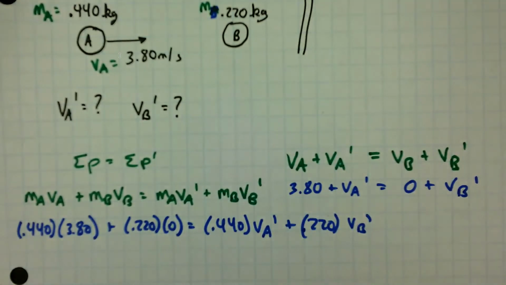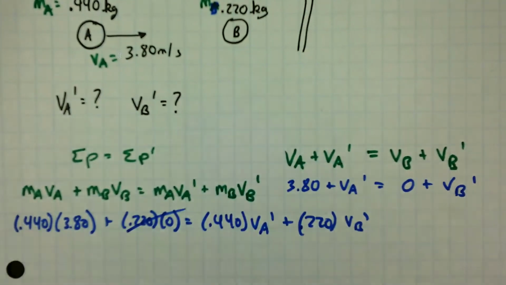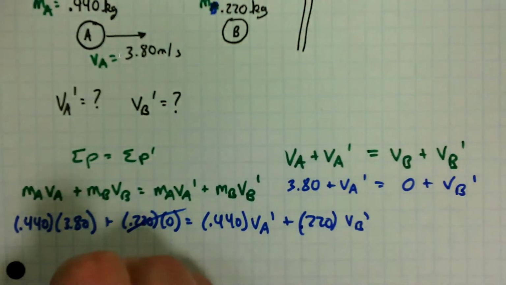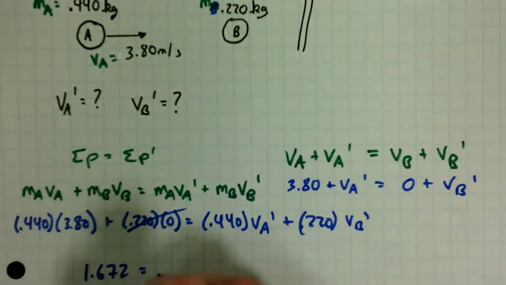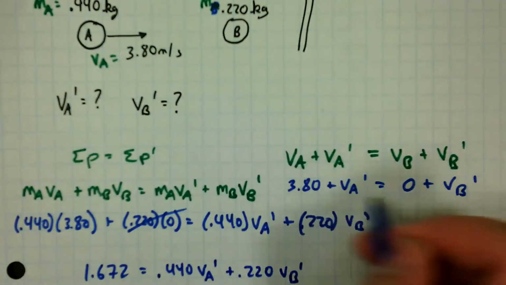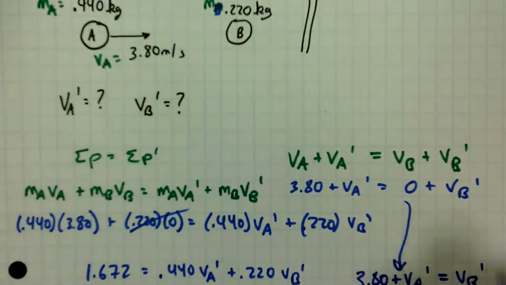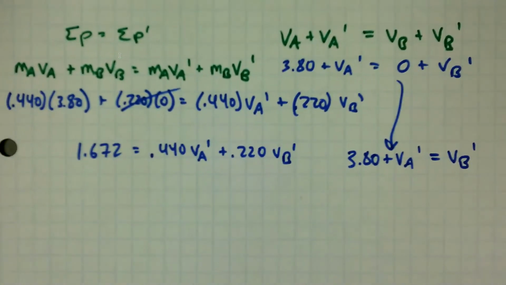So what, that thing's 0. 0.44 times 3.8 is what? 1.672. That's what this equation is, and then this equation becomes just 3.80 plus VA prime equals VB prime. Great review now.